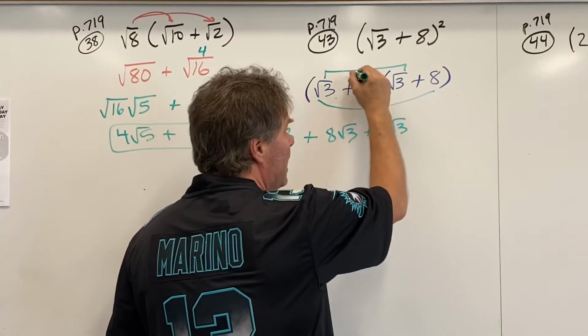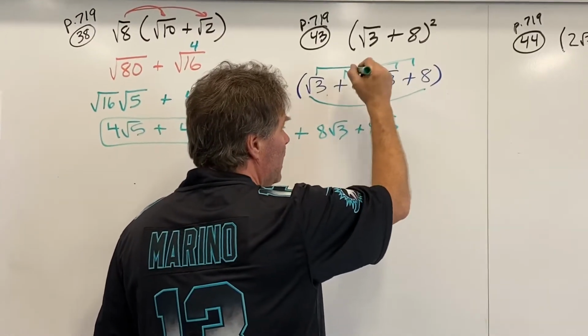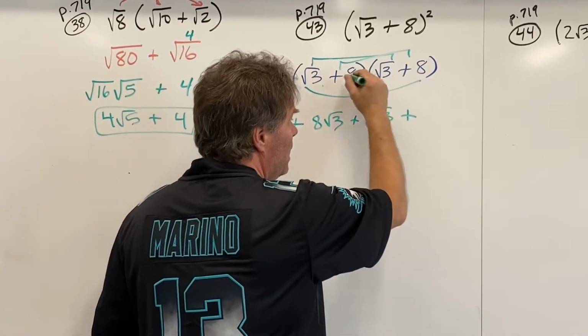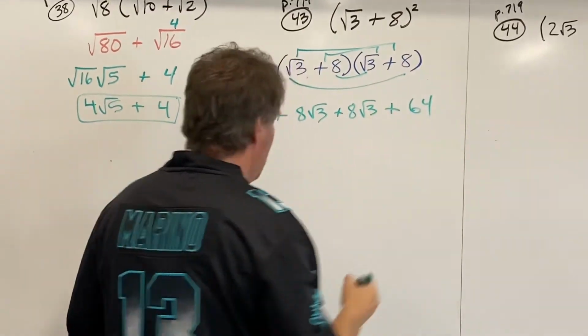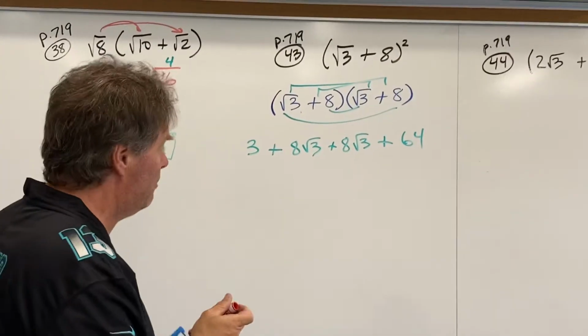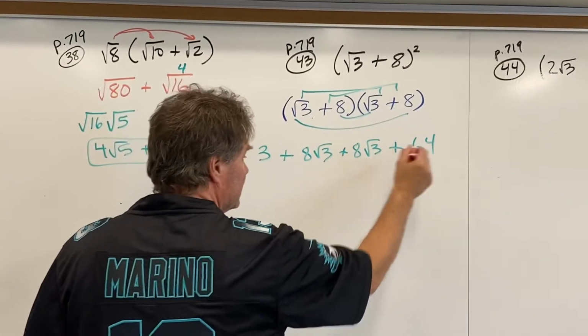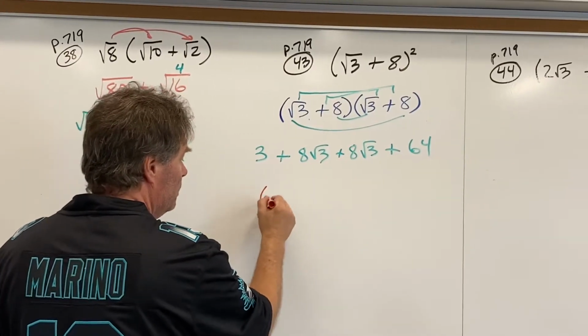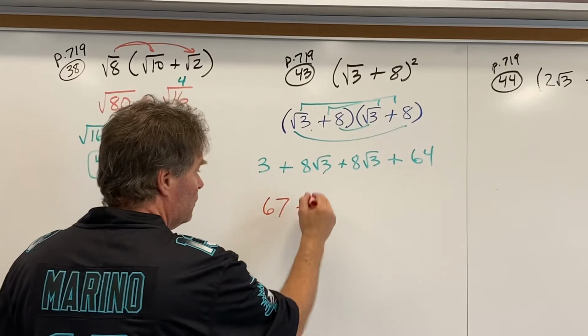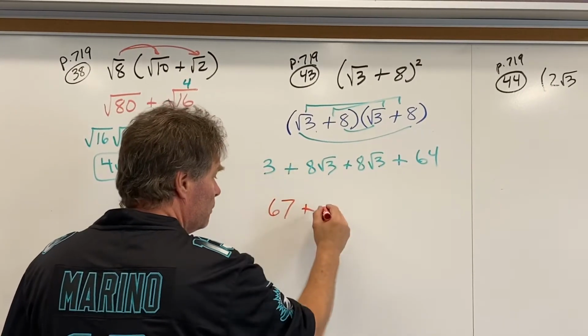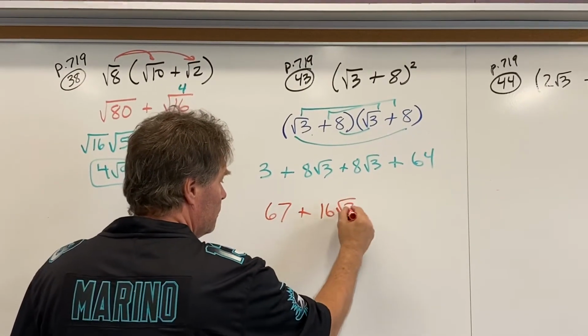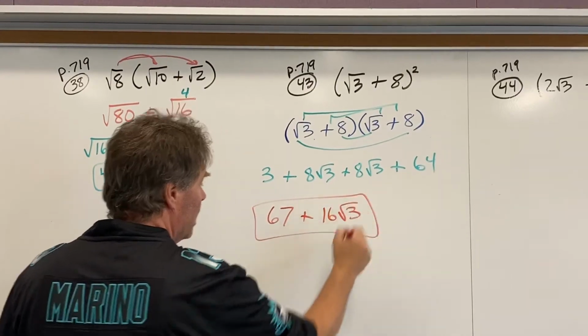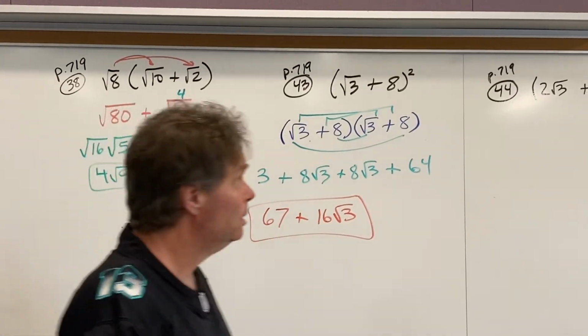And then finally, last is positive times positive is positive. 8 times 8 is 64. And it just so happens that 3 and 64 add up to 67. Plus 8 root 3 and 8 root 3 is 16 root 3. And believe it or not, cha-ching.